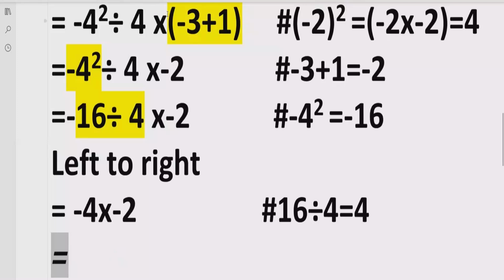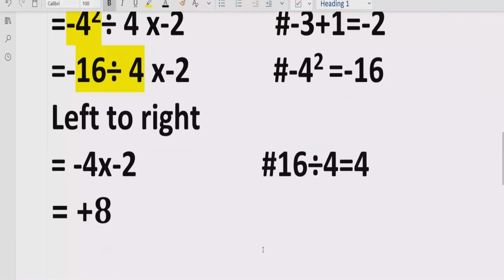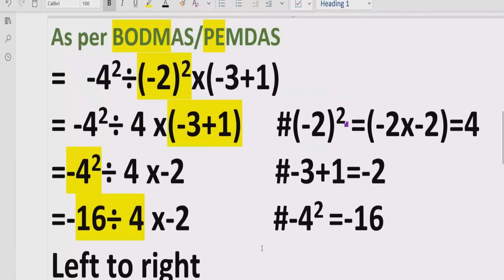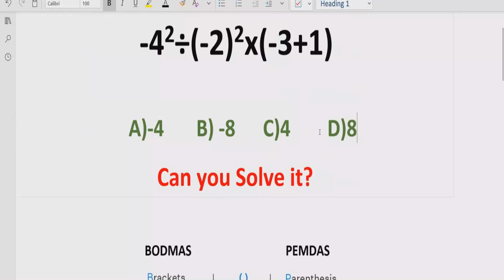Now we have here two terms which are actually multiplying each other. So we will multiply both of them and get minus minus plus, this sign plus, and 4 times 2 is 8. So the answer is plus 8. So if you see the answer list, answer D is the correct answer of this expression.